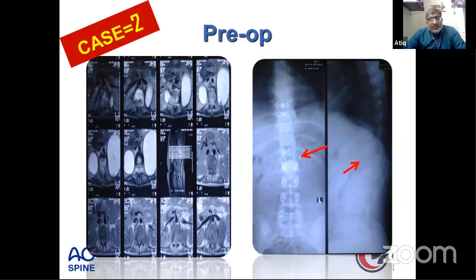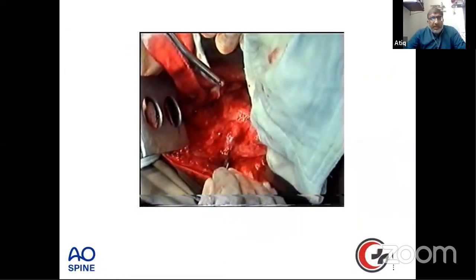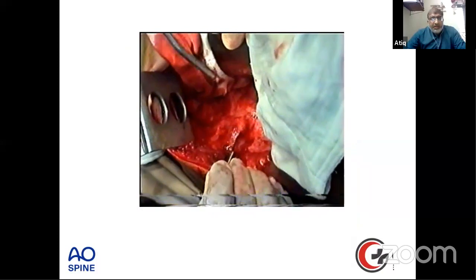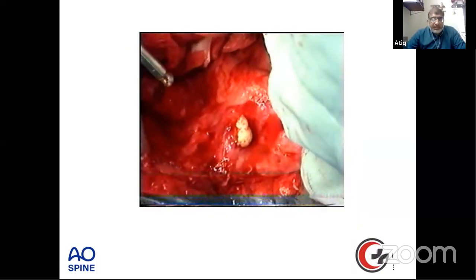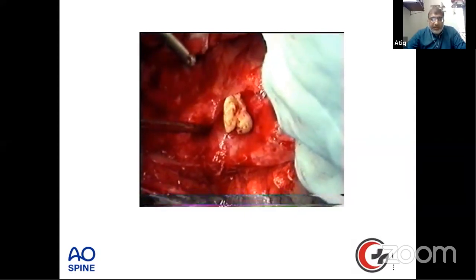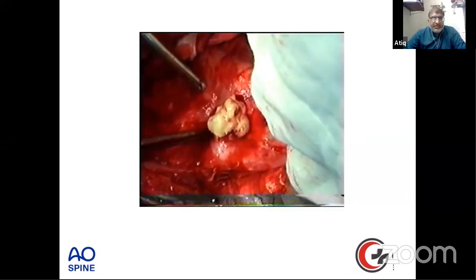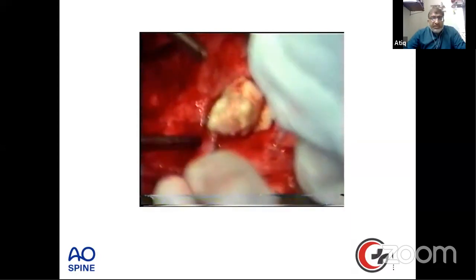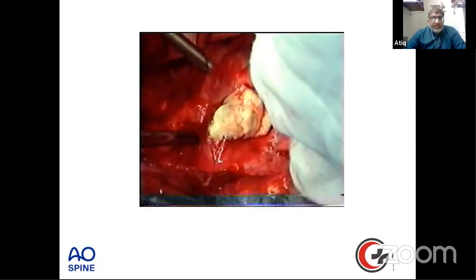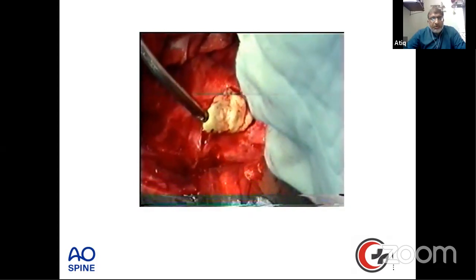This is another case which shows D12 L1 vertebral bodies and end plates destruction, and actually this tuberculosis does not have frank pus. It will appear as caseous material like this. This is again an anterior approach, and if you find this caseous material, there is a high chance that it is a tuberculosis of the spine.